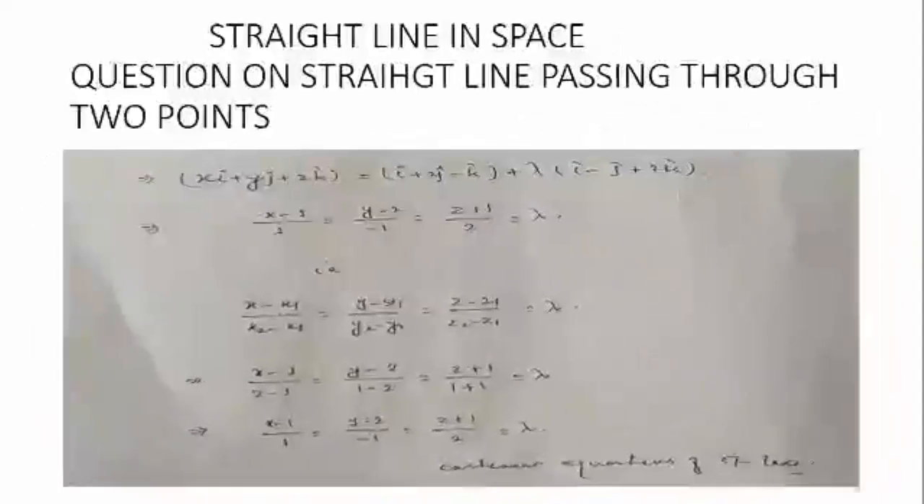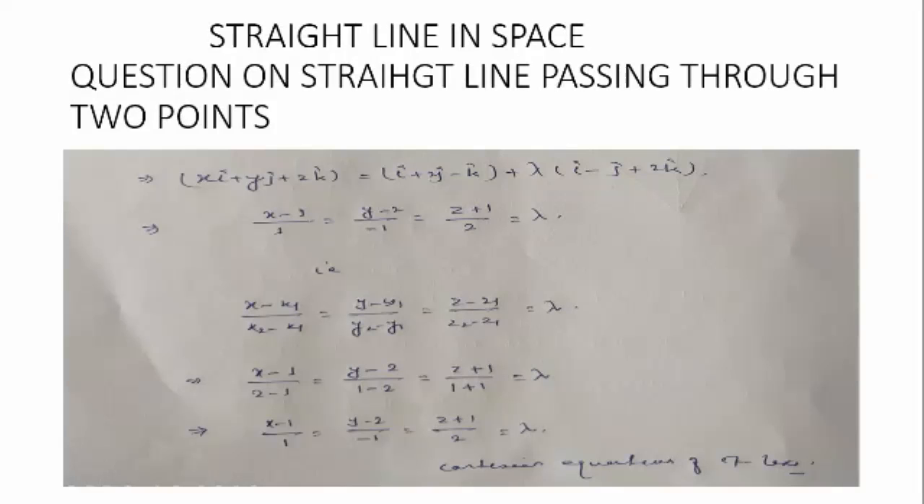So look here, if it is asked to reduce the vector equation of the straight line passing through 2 points, then we will have to write, instead of r1, r2 and r, like this: x i cap plus y j cap plus z k cap is equal to i cap plus 2j cap minus k cap plus lambda (i cap minus j cap plus 2k cap). And after equating the coefficients of i cap, j cap and k cap from both sides, you will get the answer: (x minus 1) by 1 equals (y minus 2) by minus 1 equals (z plus 1) by 2 equals lambda.